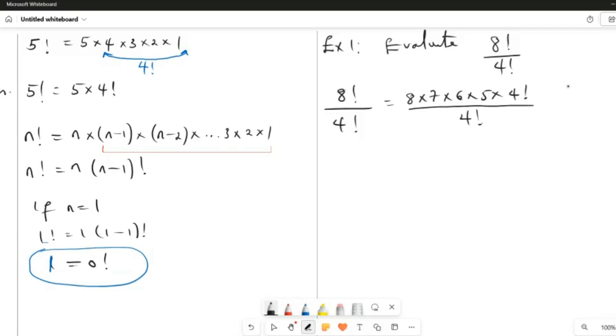Is that clear now? You can see that this 4 factorial will cancel this 4 factorial. And then our final answer will be 8 times 7 which is 56, times 30, which is 1,680. So this solution is 1,680. Is it clear now? So that's a basic example. You can have different examples.